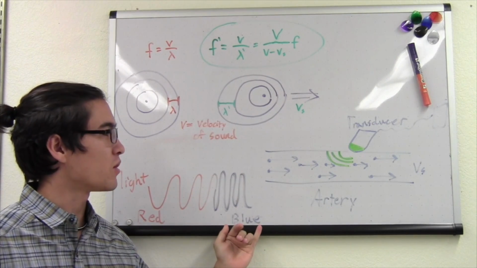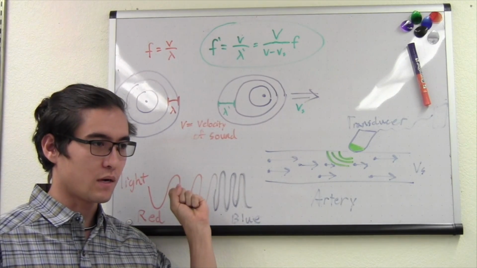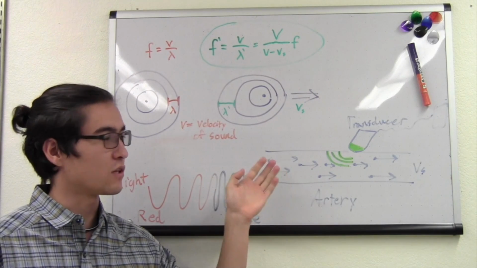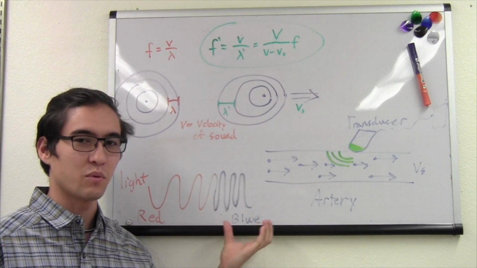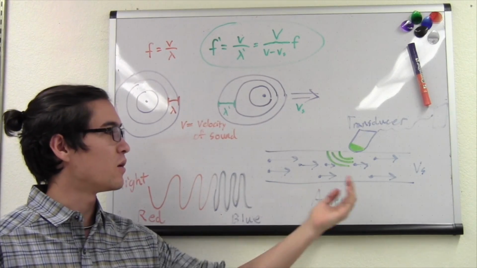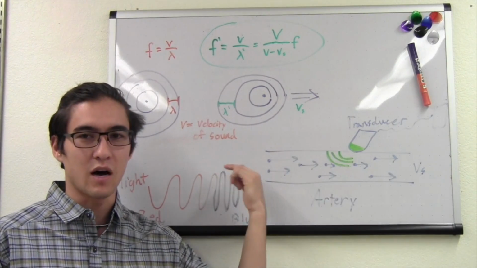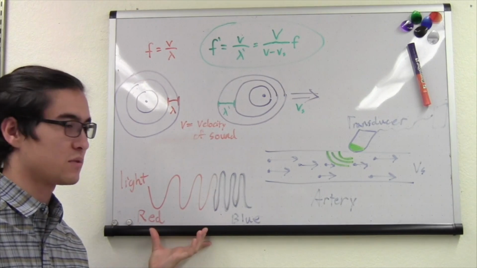So if our particles are moving closer to our transducer, we will get a higher frequency because all of the waveforms will be compressed. While if the particles are moving in the opposite direction, we will get waveforms shown as red.